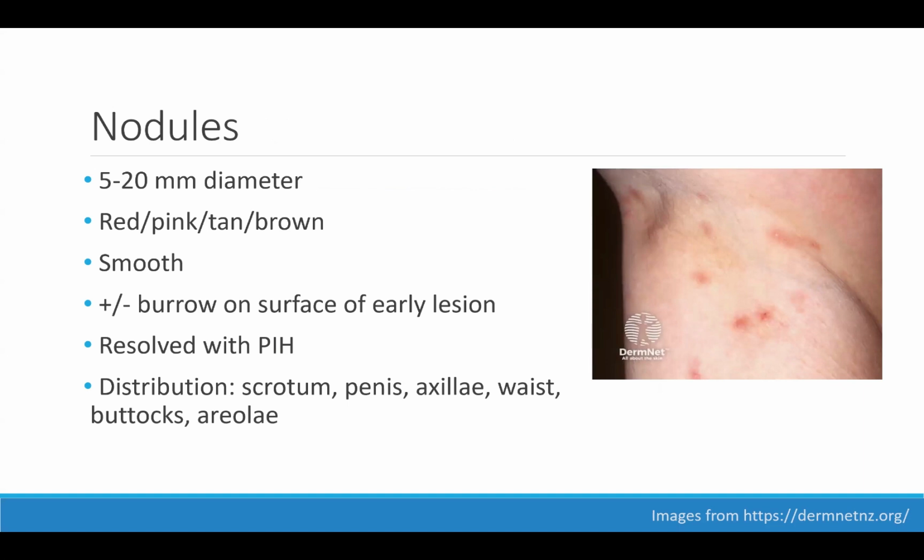Nodules measure from 5 to 20 millimeters in diameter, and the color can range from red, pink, tan, or brown. It is usually smooth, and you may see a burrow on the surface of the early lesion. This usually resolves with post-inflammatory hyperpigmentation. Distribution of scabitic nodules are on the scrotum, penis, axilla, waist, buttocks, and areola.